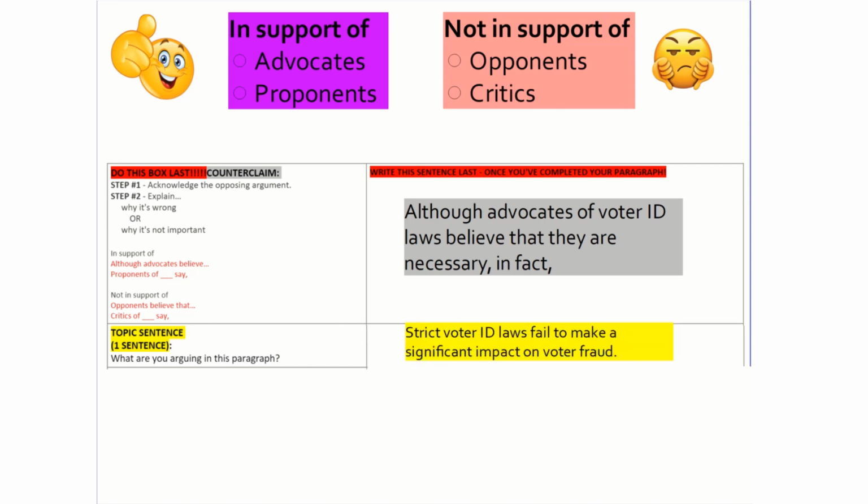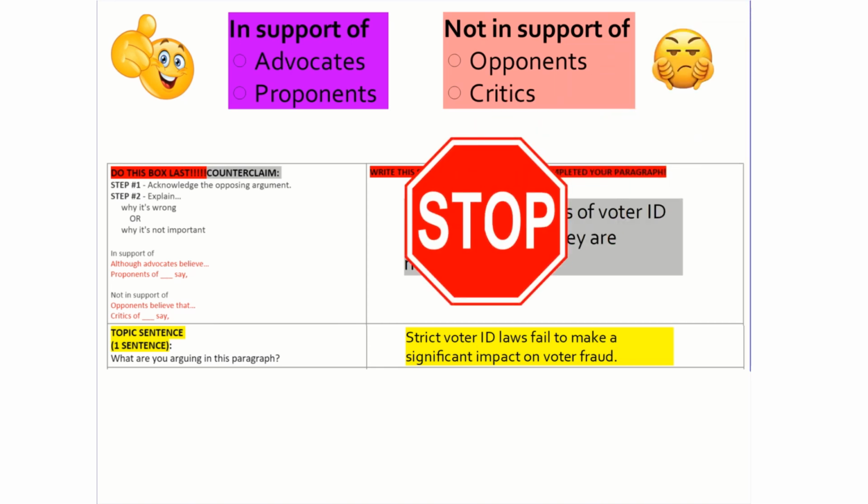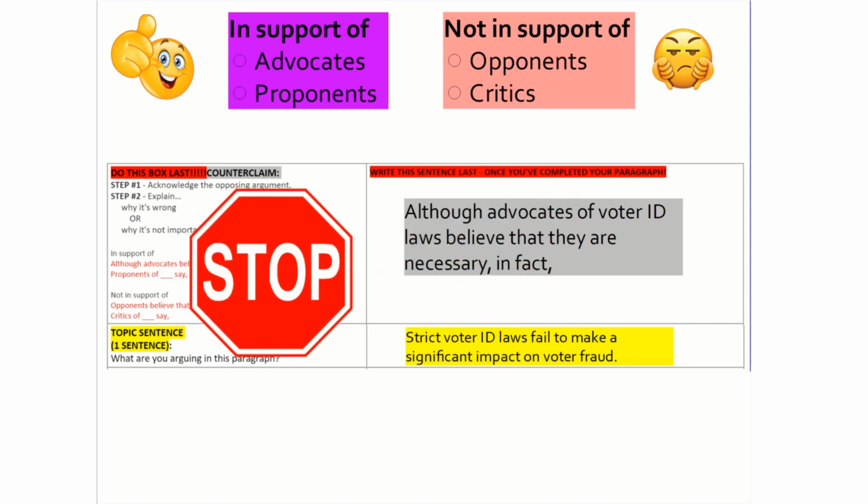And then you're going to see your topic sentence. Voter ID laws fail to make a significant impact on voter fraud. That's what I'm telling you. I'm telling you it's not important. So again, my counterclaim is opposing the argument. Although advocates of voter ID laws believe that they are necessary, in fact, and here's why I'm telling you it's not important, strict voter ID laws fail to make a significant impact on voter fraud. Go ahead and stop and add your counterclaim. Add your counterclaim to the top of your essay.